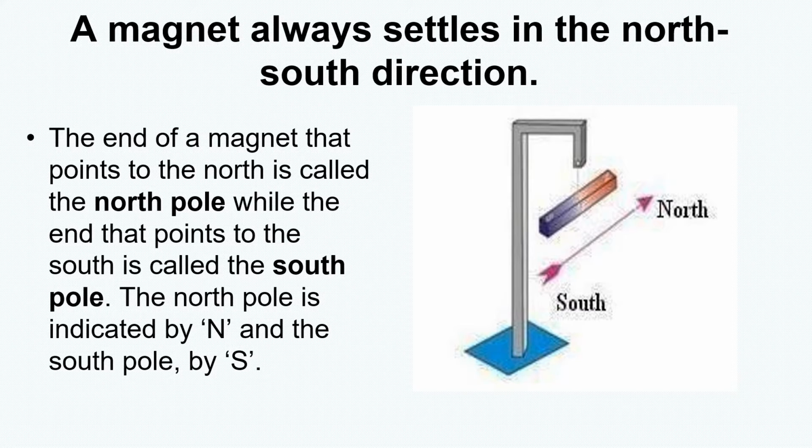The end of the magnet that points to the north is called the north pole, while the end that points to the south is called the south pole. The north pole is indicated by a capital N and the south pole is denoted by a capital S. These are a few things that you need to remember. When you see a bar magnet, you must have noticed that S and N are mentioned on it. The S denotes the south pole and the N denotes the north pole. There are two ends, and always remember that a magnet always settles in the north-south direction.